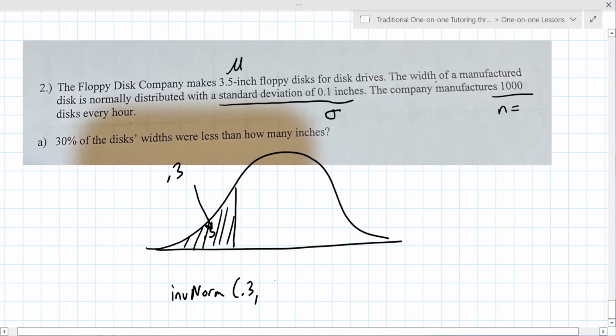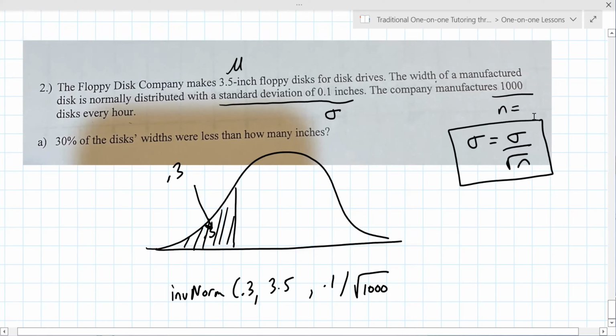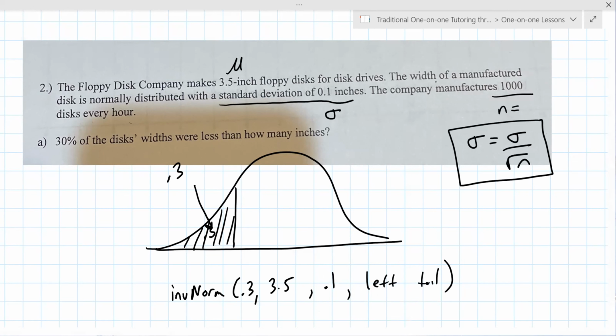0.3. Your mean is 3.5. Your standard deviation though is not 0.1. It's 0.1 divided by the square root of 1,000. So I think you've seen this in your class. It's divided by the square root of n. Have you seen that in class? Not really. Okay, let's say that is not the case yet for you guys. So let's go 0.1 and then left tail again.